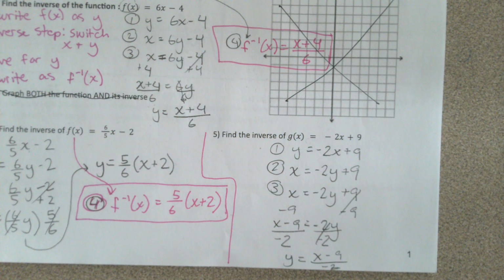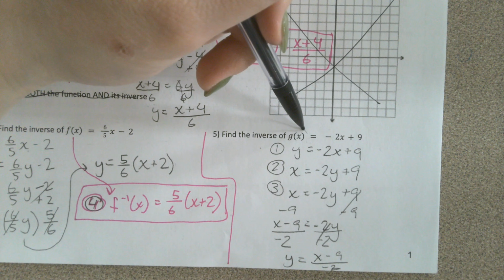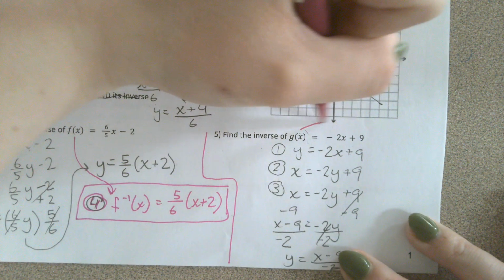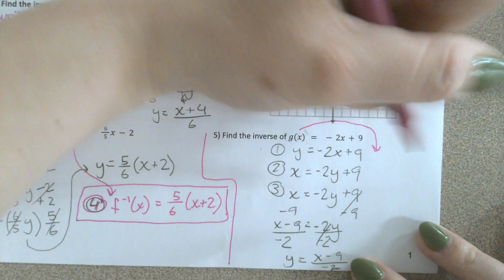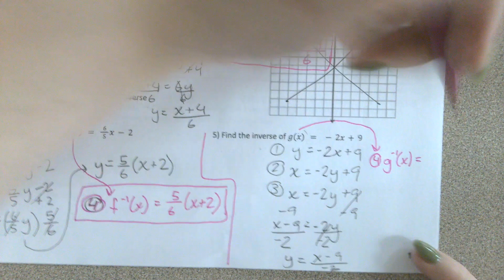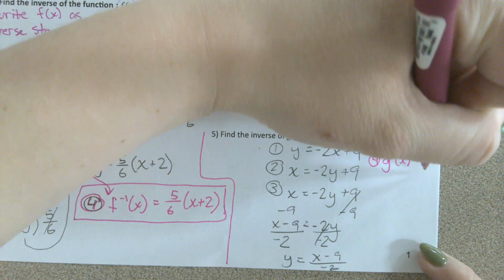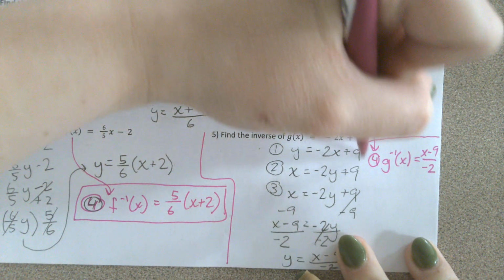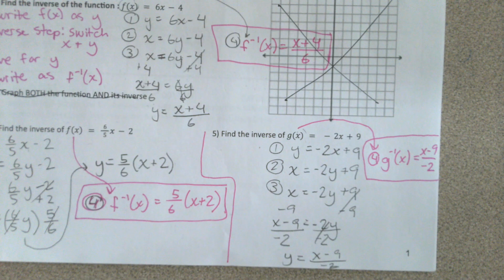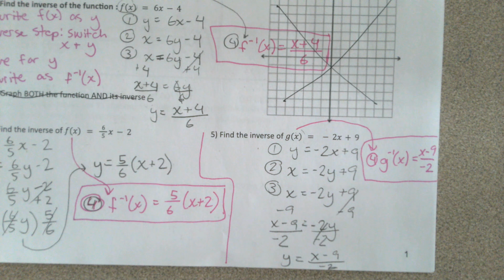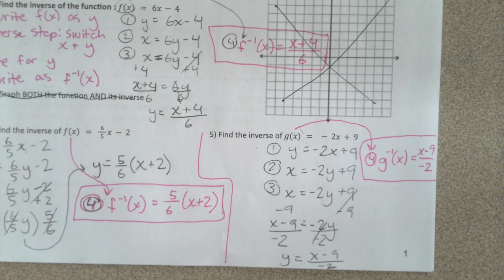And then the last step is to switch it back in terms of your letter, which in this case is a g. So that's going to become step 4. G inverse of x equals x minus 9 over negative 2. Had to get a little squish there. So, make sure you switch it back to inverse g at the end there. It's the same equation, just switch the y back into terms of g.